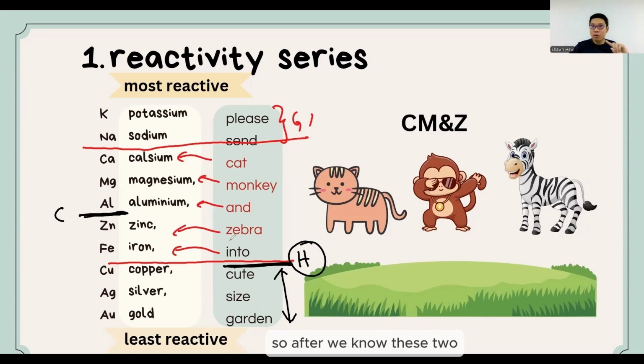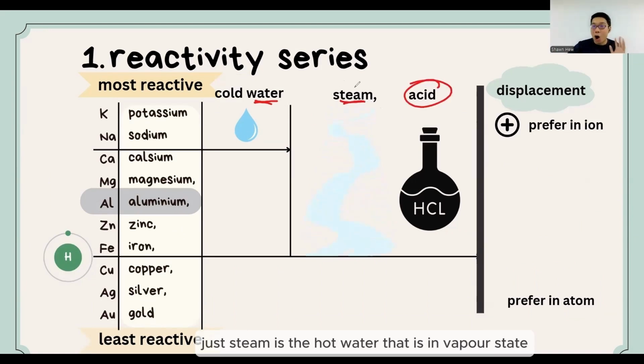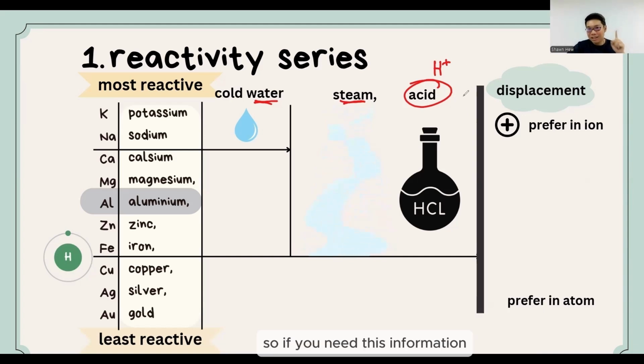So after we know these two, let's go for the two applications. First is about the reactivity with cold water, steam, and acid. Water and steam is the same thing, just steam is the hot water that is in vapor state, and then acid is H+, agree or not? So this we already learned in the acid and base chapter. So if you need this information, you can go back to my previous video.